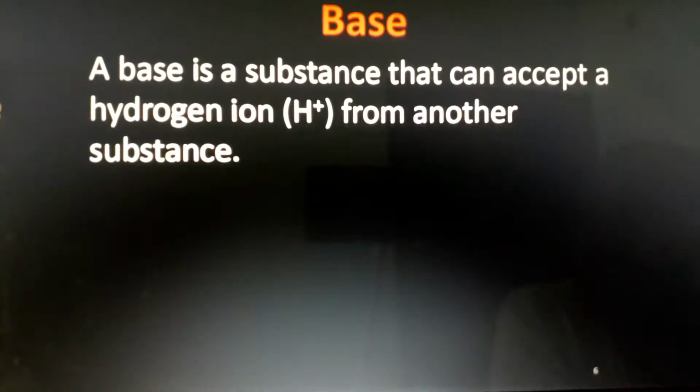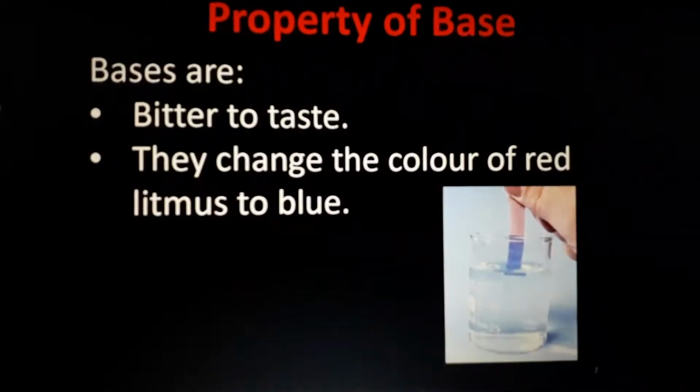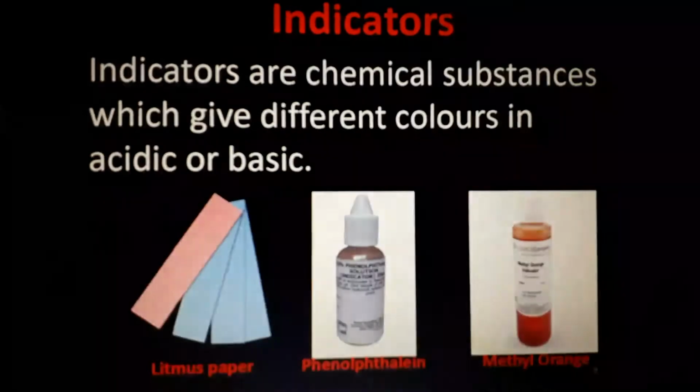Bitter in taste, base. Sour to taste, acid. Releases H plus ion, acid. Accepts H plus ion, base. Base changes red litmus paper into blue. Acid changes blue litmus paper into red. That's the main definition. This is also a 1 mark question. Property of base: bitter to taste, they change the color of red litmus paper into blue. If it is a basic solution, this color change will happen. Actually, this is the real color of that litmus paper. When we dip it into the basic solution and we take it out, then it will become blue in color. So that's the difference between acid and base.